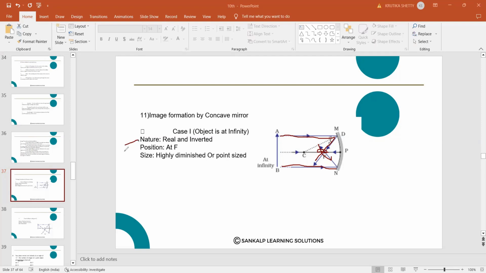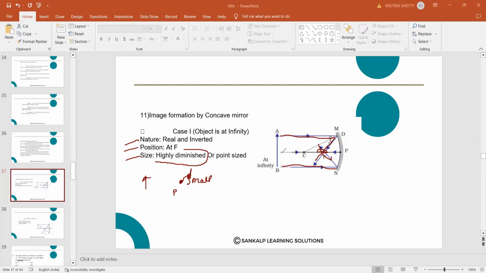So here you can see the nature of the image. That is, the image formed is real and inverted. The image formed is at the focus, and the image formed is highly diminished or point sized. That is, however big an object you keep at infinity, whatever image is forming here, you are not able to see it. Just a small image will form. That much small image will be there. So in physics we call it highly diminished. So highly diminished means very point sized. Yes, this is the first case.